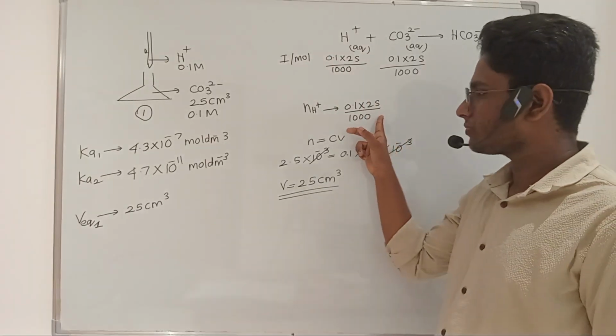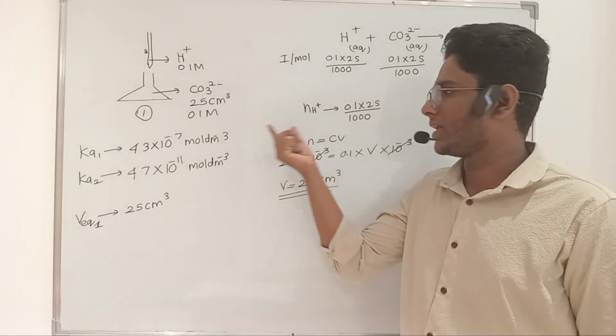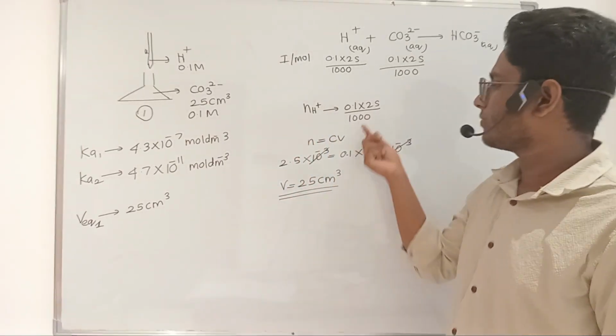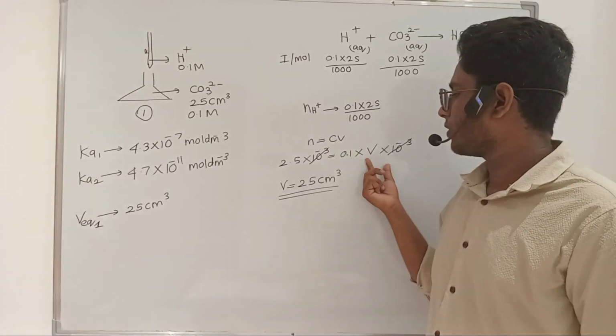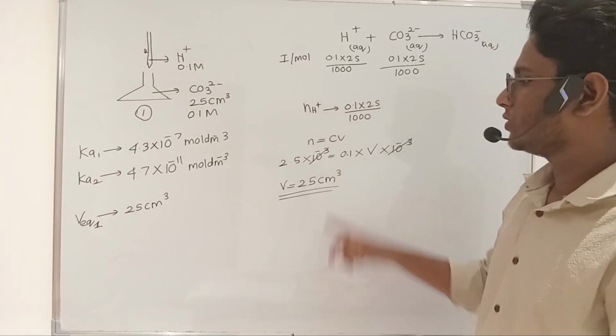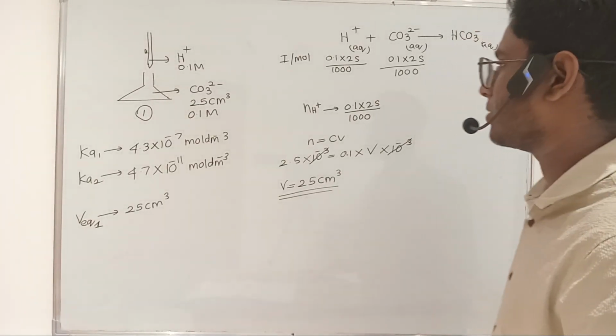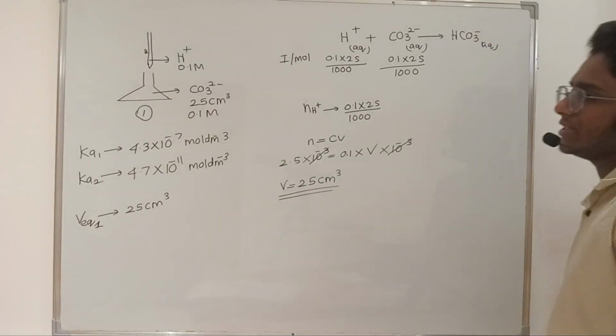Then what you have to do? You have to find the volume of H plus needed. That is the equivalence point one, right? So how can you find the volume? Moles equals concentration into volume. You can put that formula and you can find the first equivalence point, right? So the first equivalence point is 25 centimeter cube. And next, what are they asking? What is the second equivalence point?